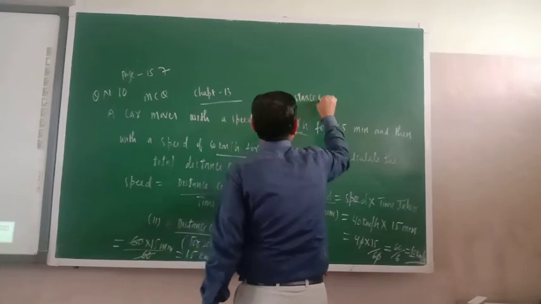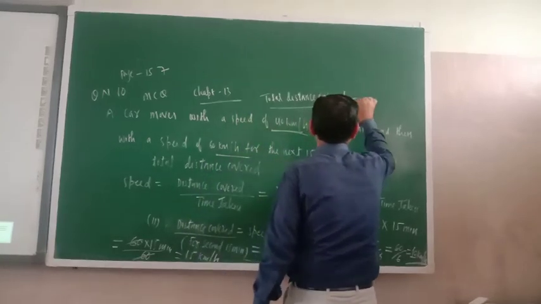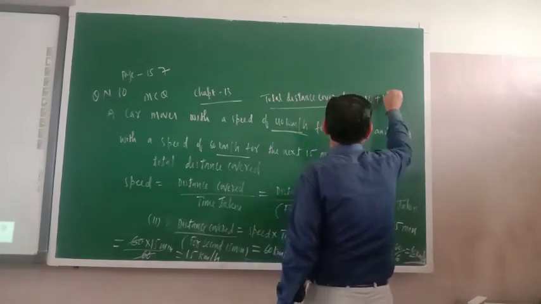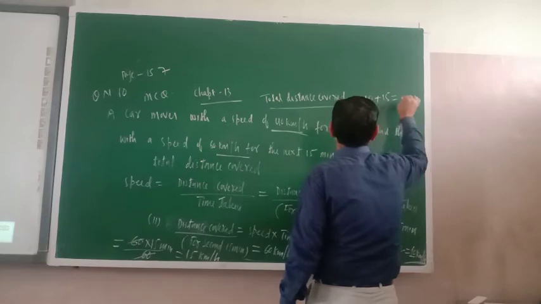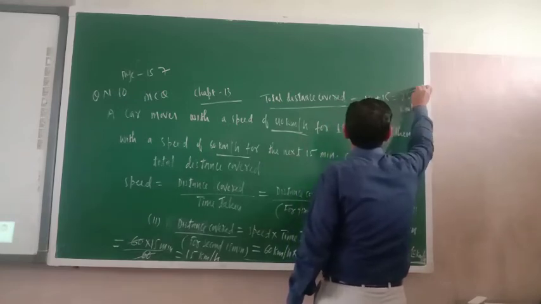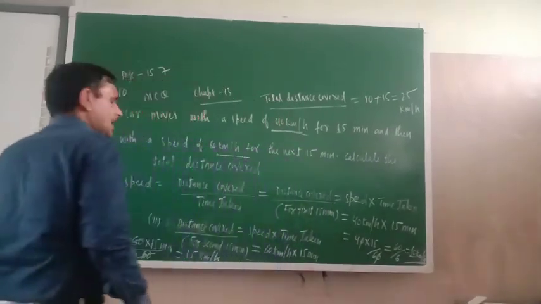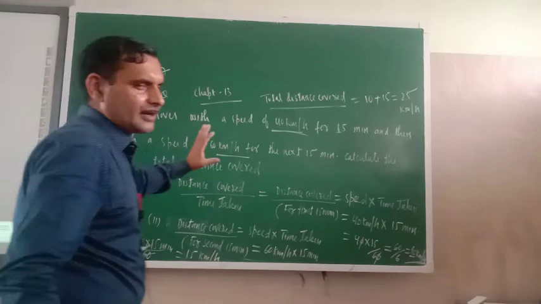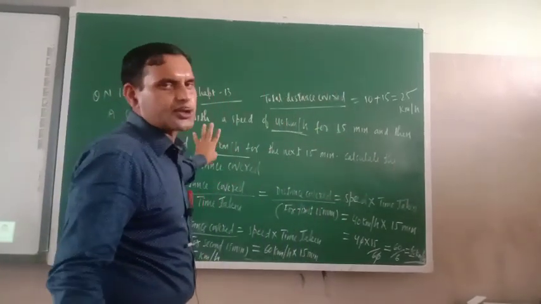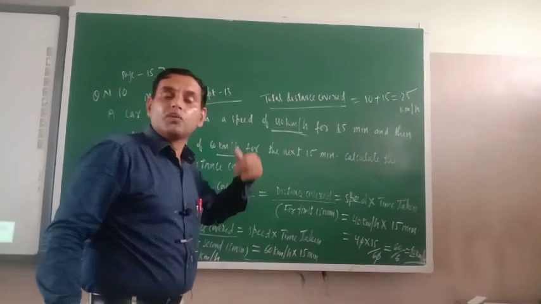So total distance covered equal to, just write here, 10 for first 15 minute. This is 15 for second one. So 25 kilometer. So which option is correct? You can check very easily. 25 kilometer is the correct answer. In this way, these two exercises which were the doubtful ones, I have covered now. Now I am moving to the next chapter.